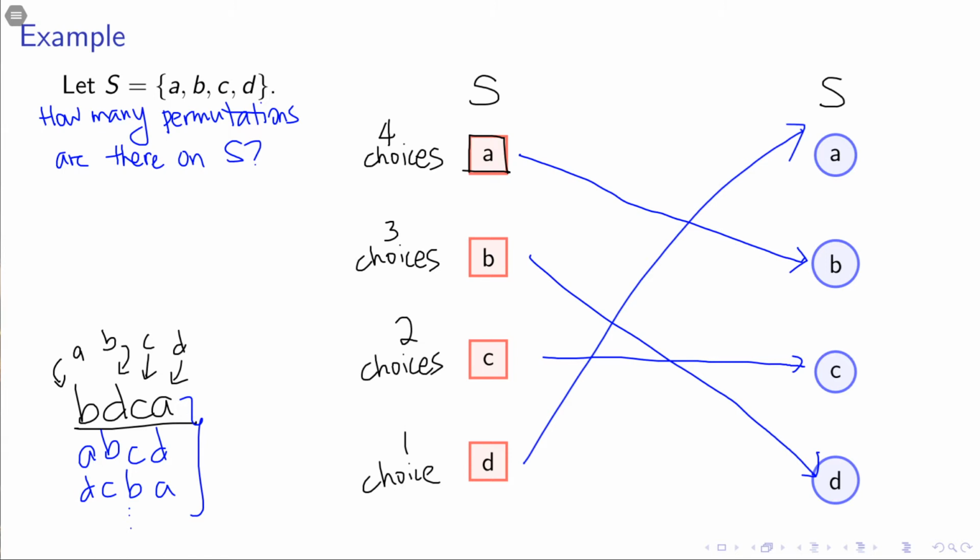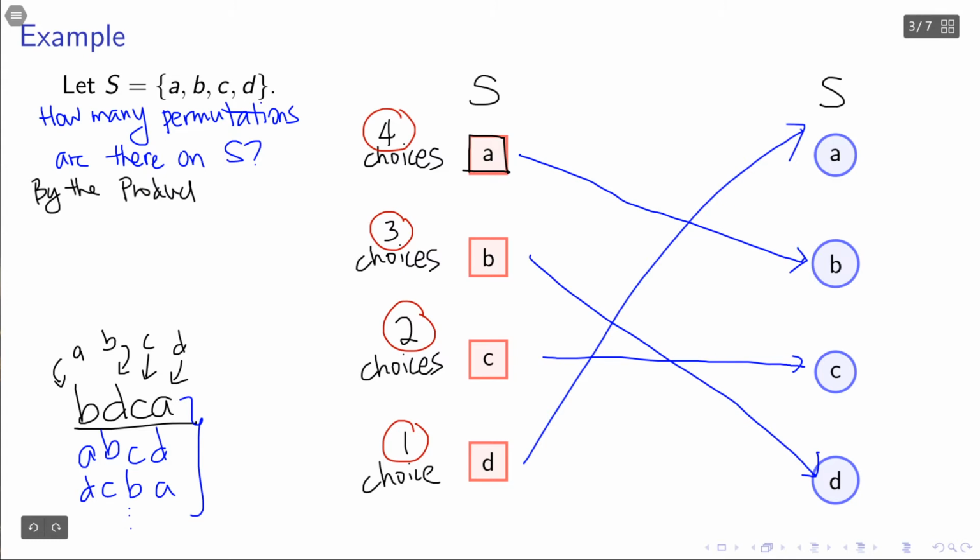So what this means with the product rule is, well, you just have to multiply the number of ways you can do each of these successive operations together to get the total number of ways to perform the whole operation. Right, so the answer here is, by the product rule, there are 4 times 3 times 2 times 1, which is 24 of these permutations.